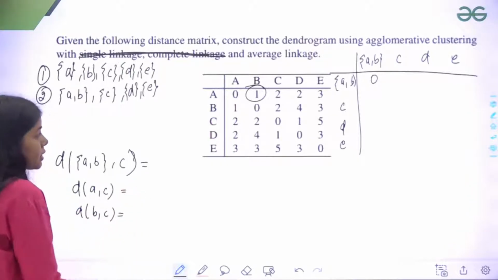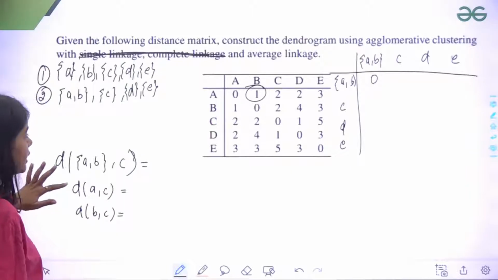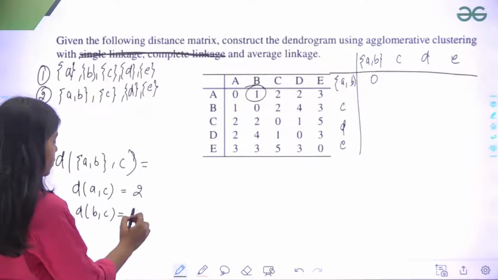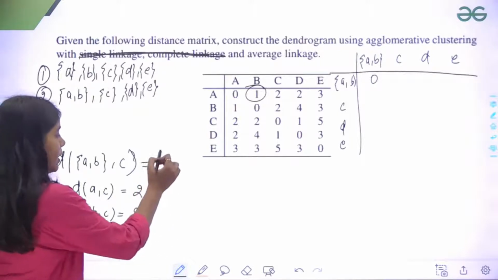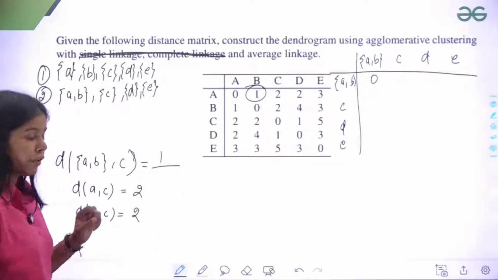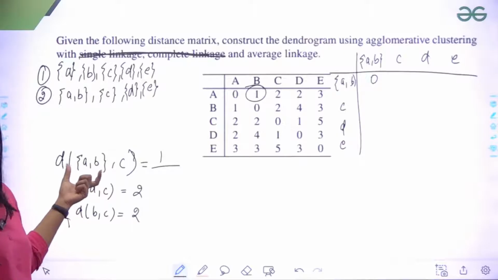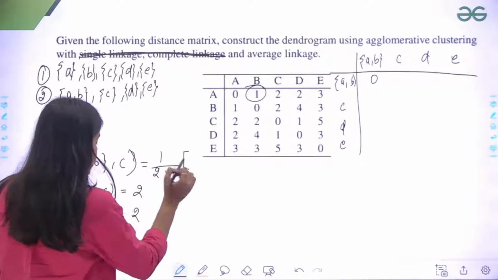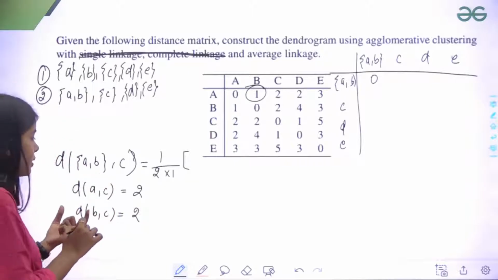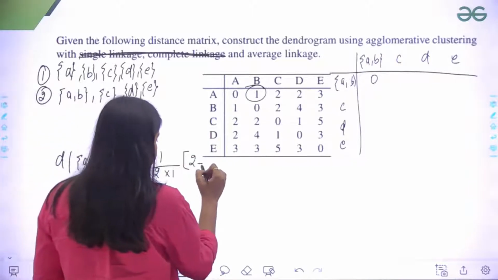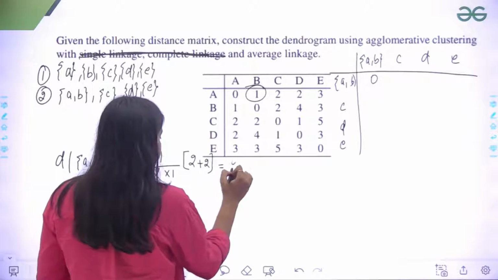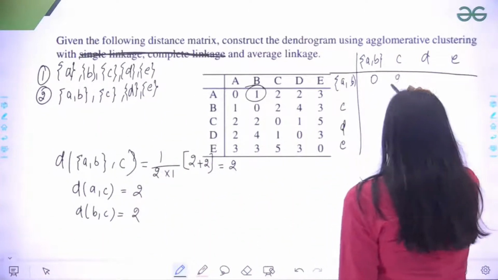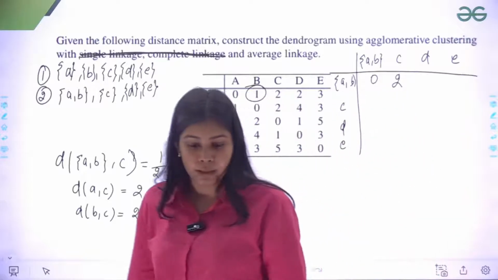The distance of A with C is 2. The distance of B with C is also 2. The formula is 1 by the cardinality of the first cluster. The first cluster has 2 elements, so 1 by 2 into the summation of these 2 distances, that is 2 plus 2. 2 plus 2 is 4, by 2, that would give me 2. So just tell me if this is clear, everybody.